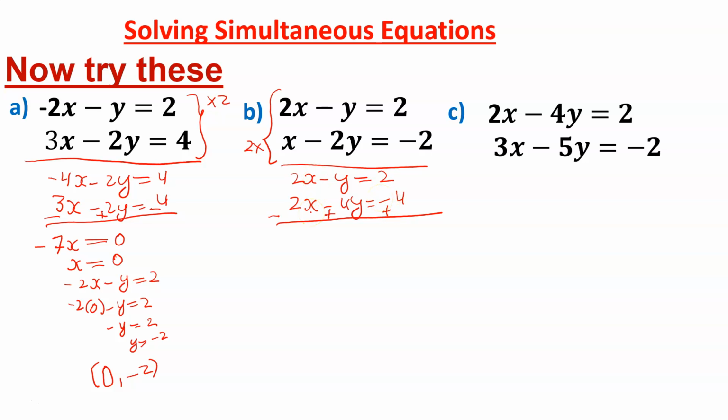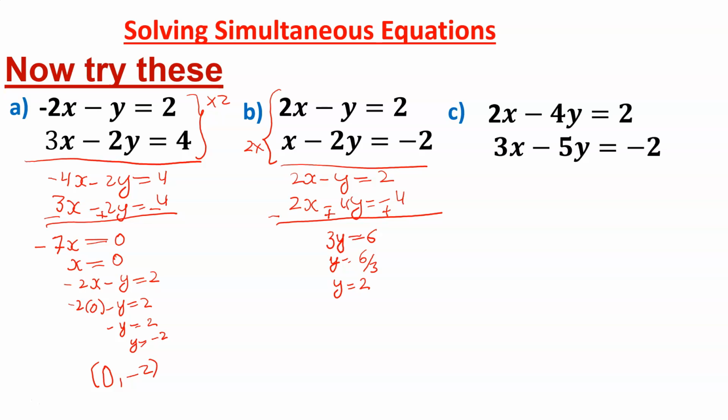2x take away 2x, that's gone. Minus y plus 4y, if you are good with negative numbers, you get 3y. 2 plus 4, that's 6. And finally, what's our y? Our y is 6 divided by 3, which is simply what? 2. Now we've got our y.